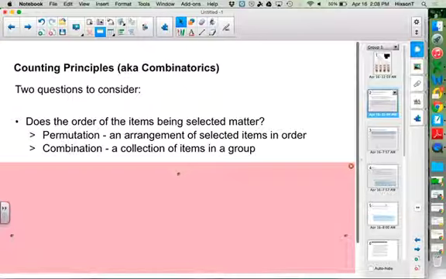So think about your situation. Am I selecting a group of things? Like, if I'm playing cards, and I'm dealt 5 cards, or 6 cards, okay? I'm dealt a group of cards. It doesn't matter what order they're in, because I could just rearrange them if I want, okay?